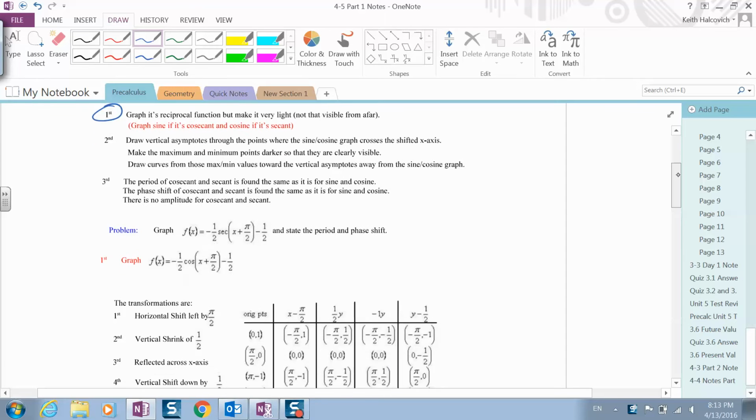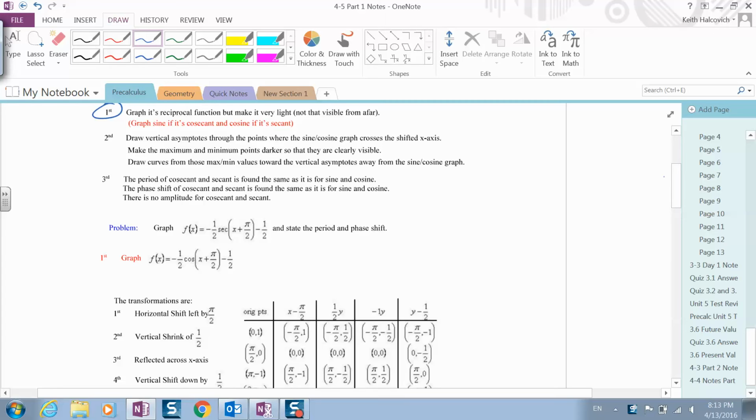That's the first step. The second step is you're going to draw vertical asymptotes through the points where the sine and cosine graph crosses the shifted x-axis. Basically, where the sine and cosine were 0, that's where you're going to put vertical asymptotes, because the reciprocal of 0 is undefined, and whenever it's undefined, that's where you're going to have a vertical asymptote.